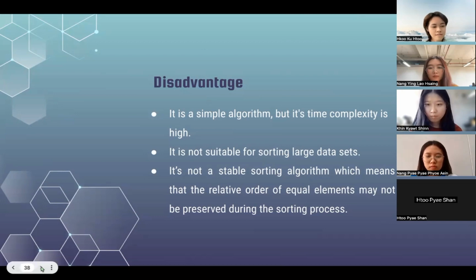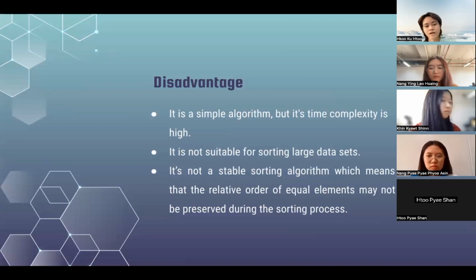And lastly, bubble sort is not a stable sorting algorithm, and this means that the relative order of equal elements may not be preserved during the sorting process. In other words, if there are two elements with the same key value, their order in the sorted output may not be the same as their order in the original input.